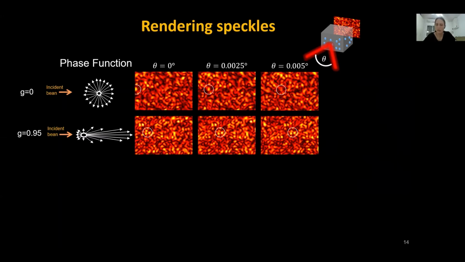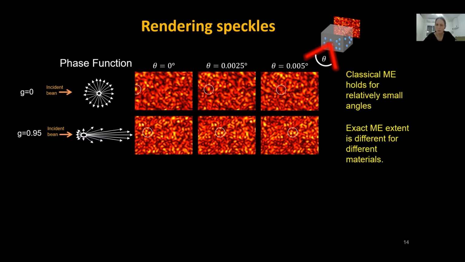And notice how the speckle shifts when we tilt the illumination angle. Now it's well known in the speckle literature that the memory effect holds only for relatively small angles, and also that the exact extent of the memory effect can be very different for different materials. And with our simulation, we can see that. For example, for the isotropic scattering case, in the third column, we can see that the pattern already changed a bit. But with the forward scattering case, the pattern is preserved even at this larger angle.